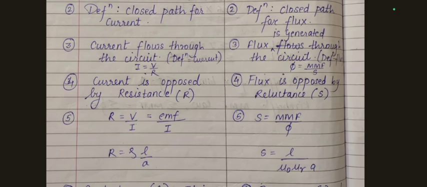So just substitute both the values of S and phi, and you will get the formula for phi, which is MMF upon S or Ni upon S. So here 3 points are covered. Now let us go to the fourth point. You can write current is opposed by resistance, and in magnetic circuit flux is opposed by reluctance. Okay, these are all basic points you have to write.